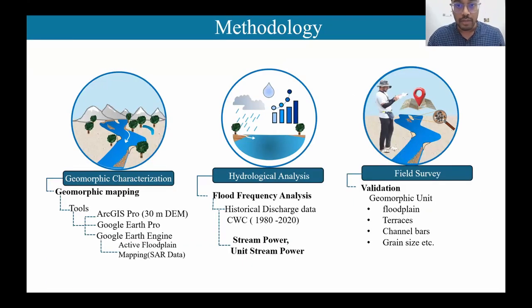And if I talk about the methodology, these are my three methodologies. The first one is the geomorphic characterization, for which I have used these tools: ArcGIS, Google Earth Pro, and Google Earth Engine. For hydrological analysis, like the flood frequency analysis, I have taken historical data from a government agency like CWC, from 1980 to 2020, which is used to quantify the stream power and unit stream power. And the last, which is the most important part of my research, is the field survey, which is important for the validation of all the methods that I am going to do.